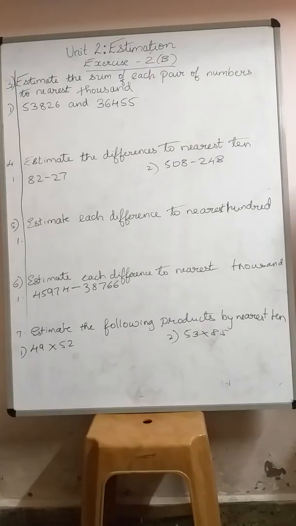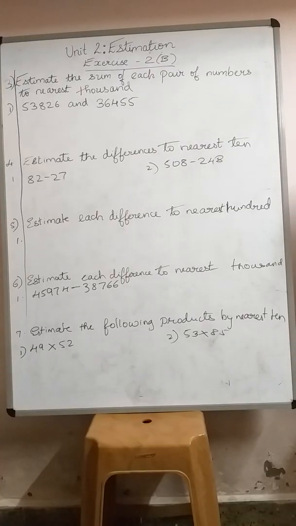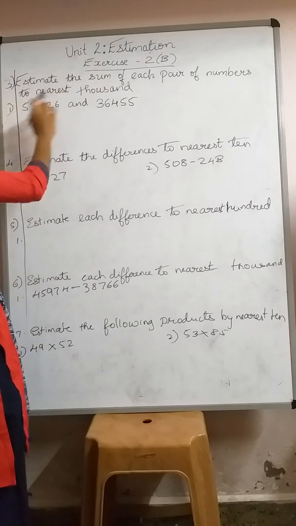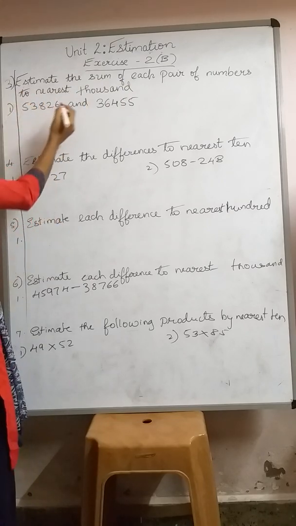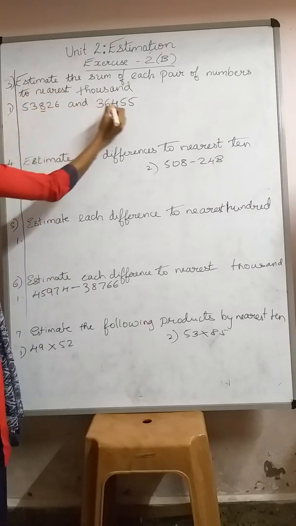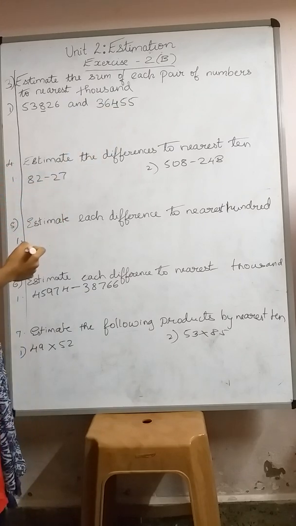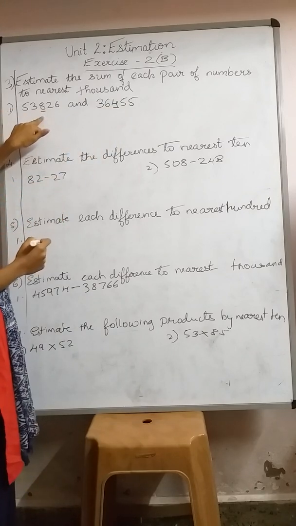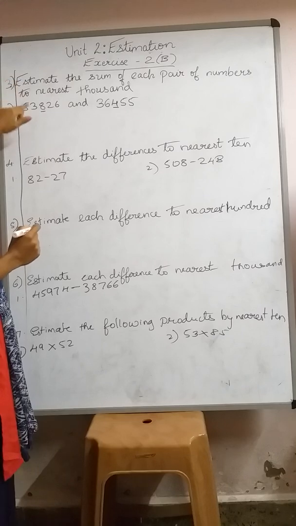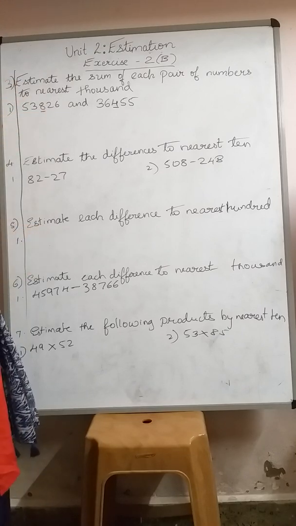Children, let's begin now to estimate the sum of each pair of numbers to the nearest thousand. What is the rule to find the nearest thousand? Underline the hundreds place. When you underline the hundreds place, if it is more than 5, you should add 1 to the thousands place. Now let us see, here it is 8.